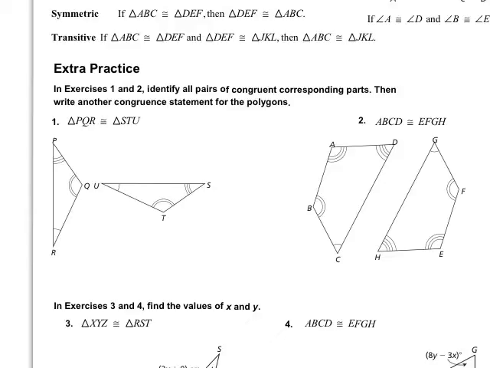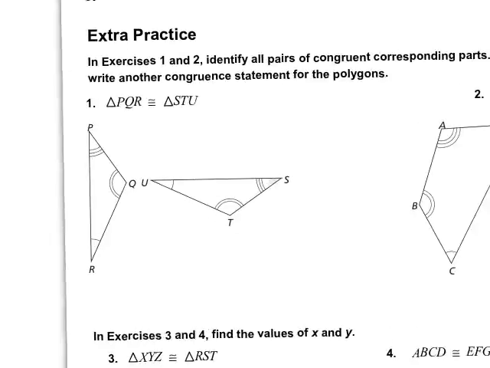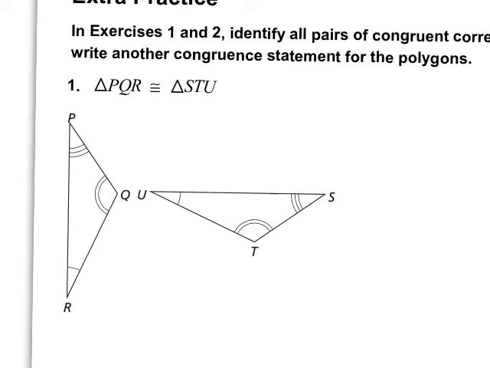Okay, order is important. On number 1, when it says triangle PQR is congruent to triangle STU, order is important. That means P matches S, Q matches T, and R matches U. So order matters. As we are writing our pairs of congruent corresponding parts, let's start with the angles.